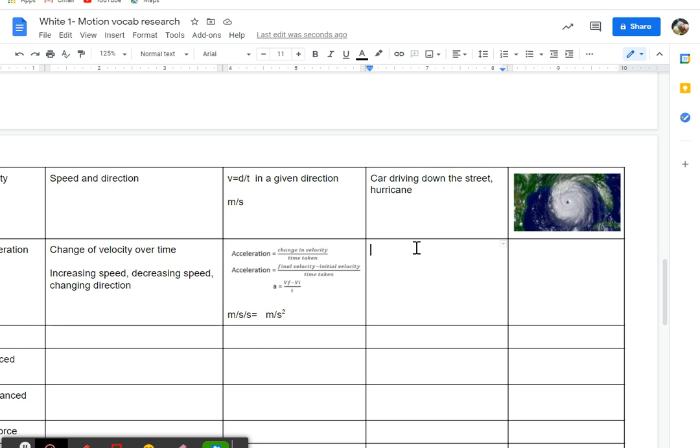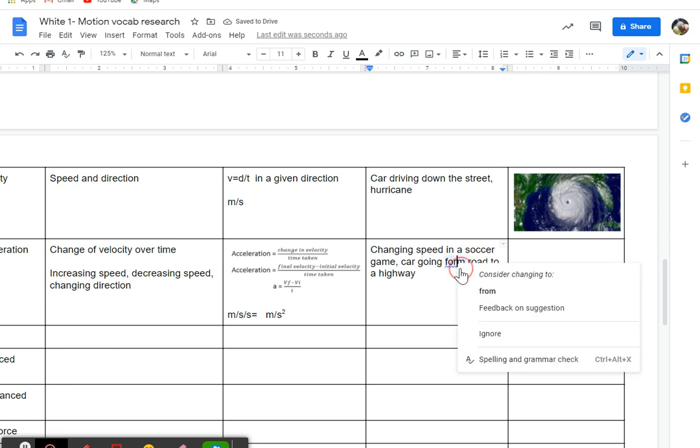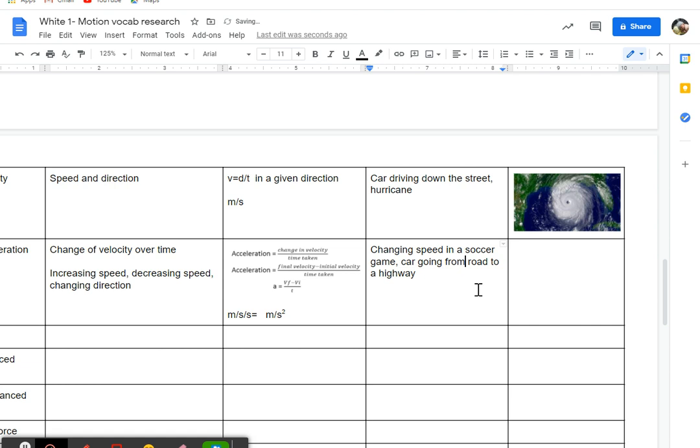Changing speed in a soccer game. Okay, changing speed in a soccer game. What other, Maddie? That is the same one I actually have. All right, so going on to a highway, going from a stop sign and accelerating, going faster.